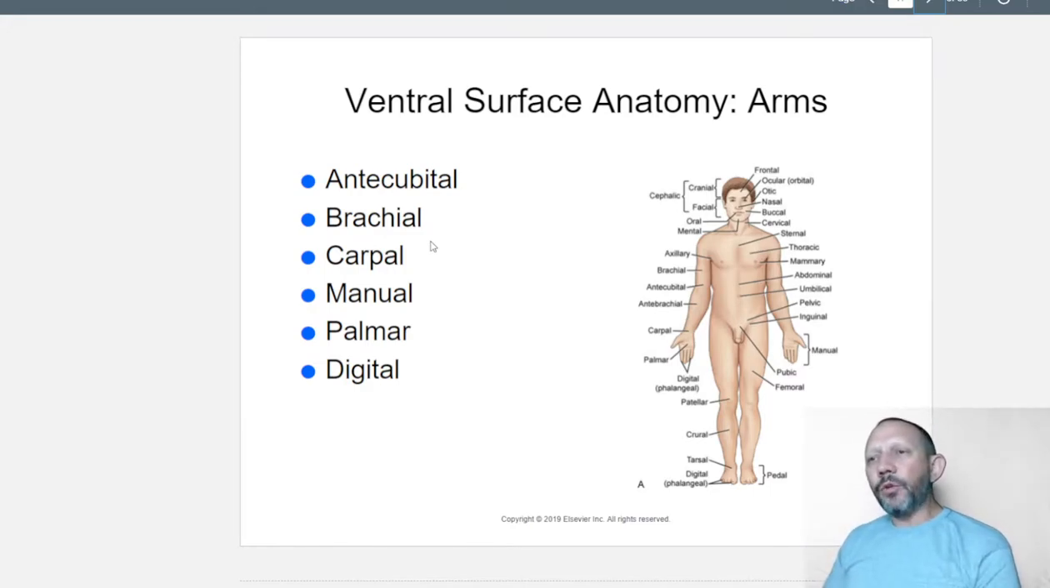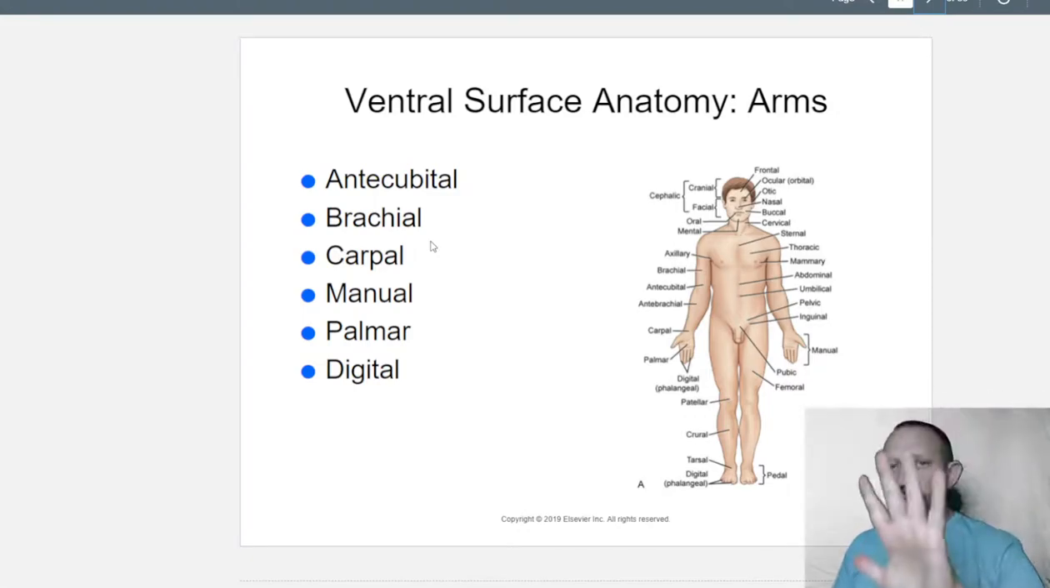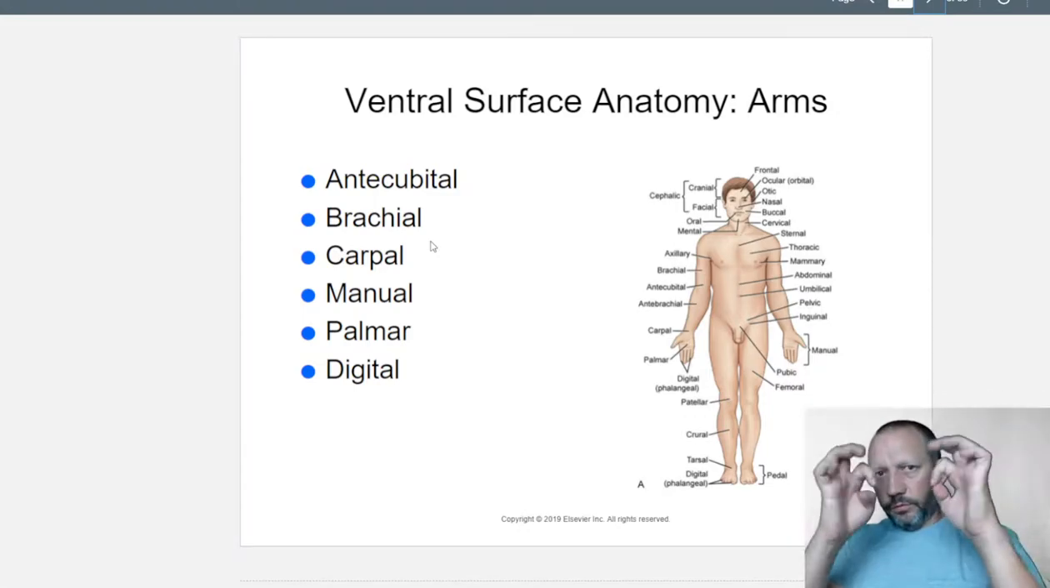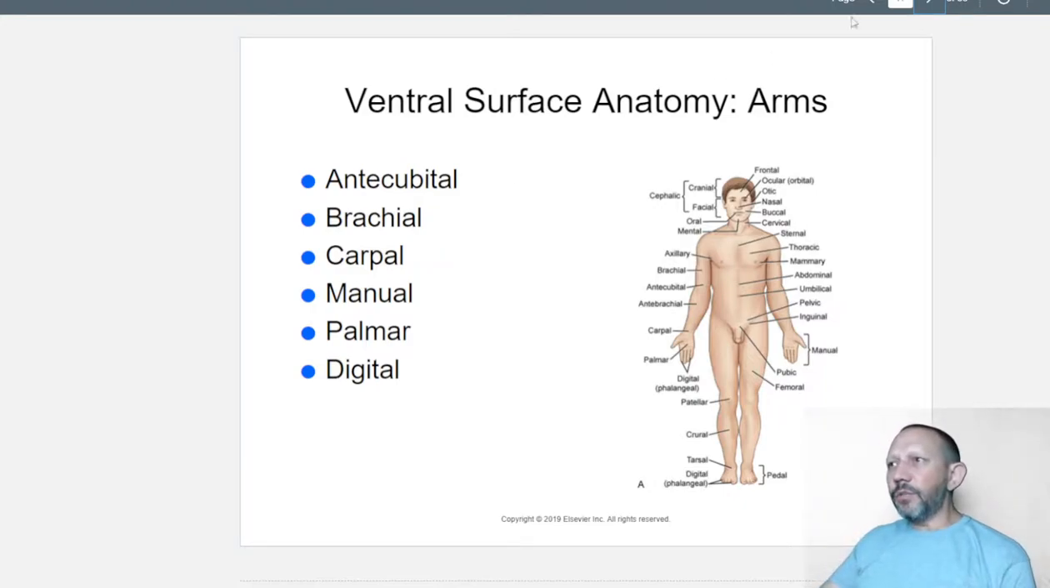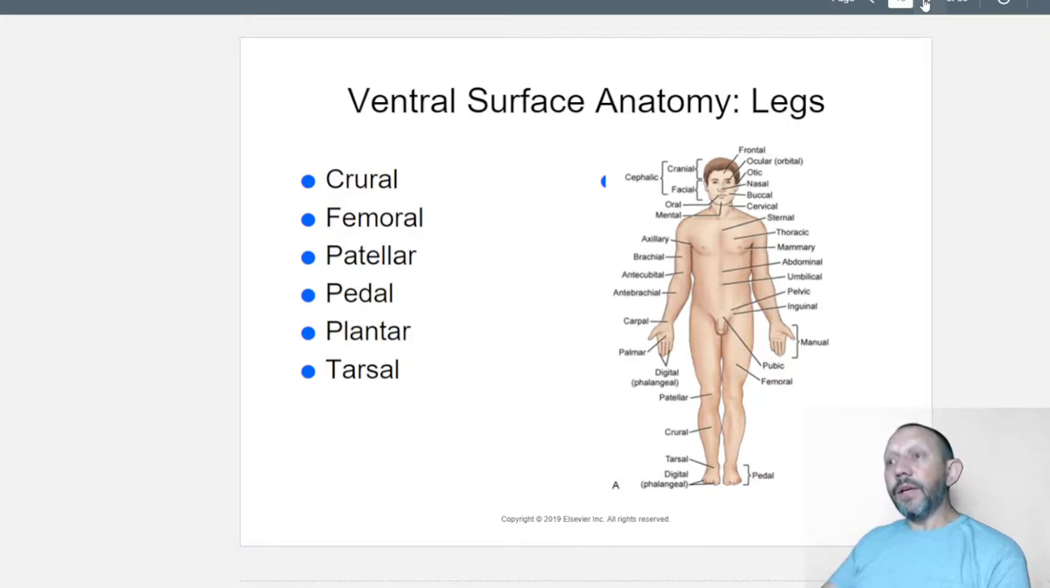Easy one. Manual. We don't use that. We say manual labor, perhaps. Palmar, that's that right there. And then digital, these. You also call them phalanges. We could say digital injury or something like that. Phalangeal. Okay.